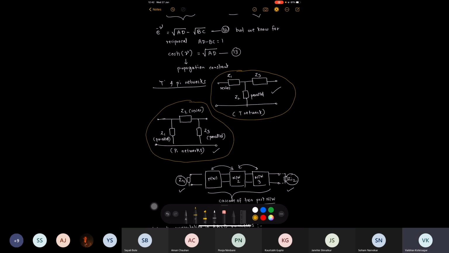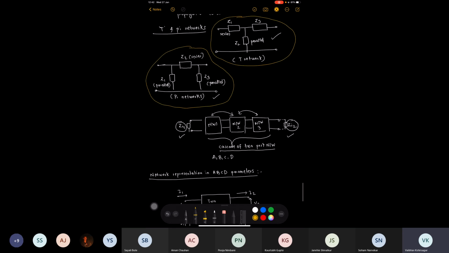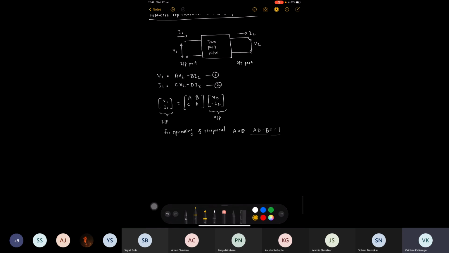Constant K section filters now. This is the basic building block of image parameter filter design. Constant K section. Now this is an important aspect. I will change the color. We are dealing with the image parameter technique of filter synthesis, for which constant K sections are the basic building block. Constant K section filters.